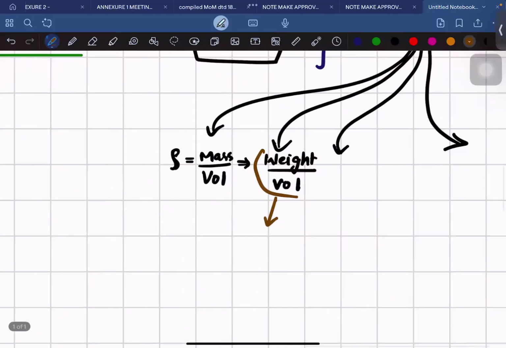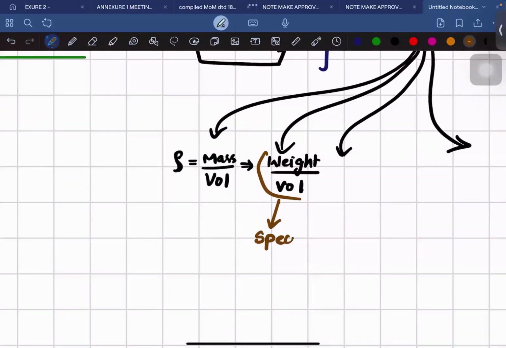Can you guys guess? Specific gravity. Yes, you're almost 50% right. It is not specific gravity, it is specific weight. The weight per unit volume, which is denoted by the word specific, is specific weight. So one is density, rho, and then what is specific weight?